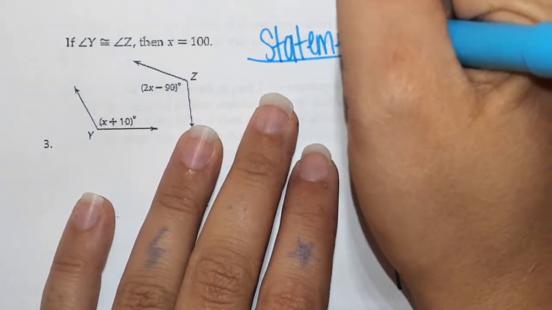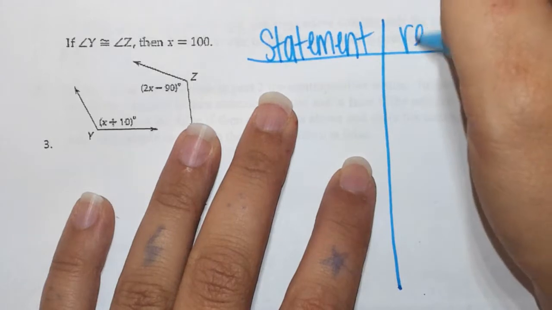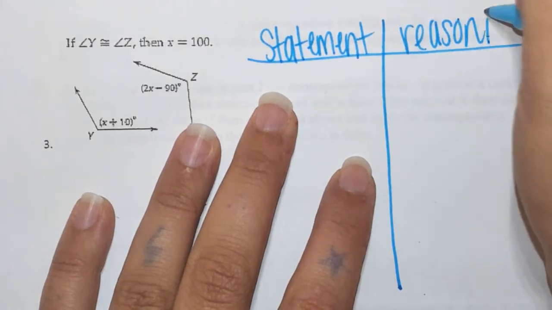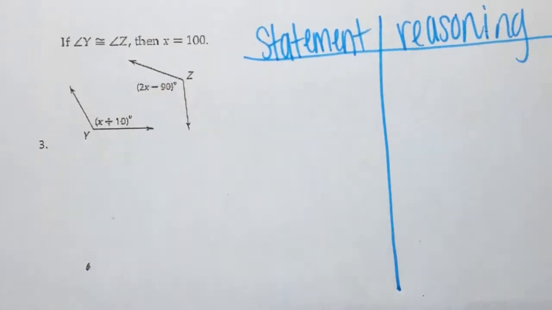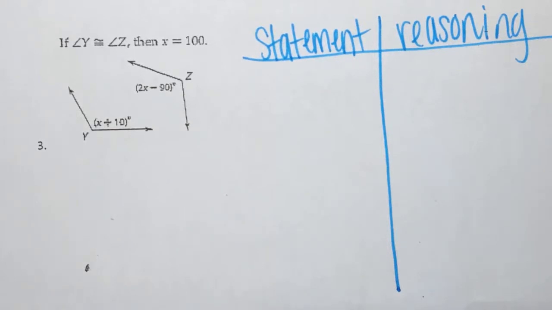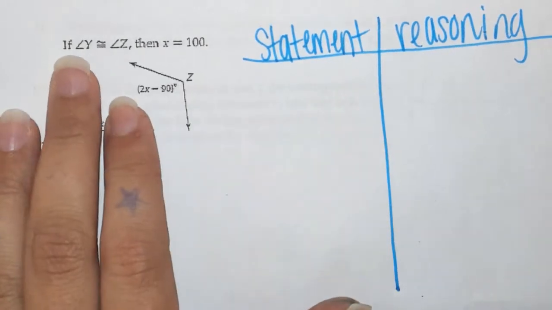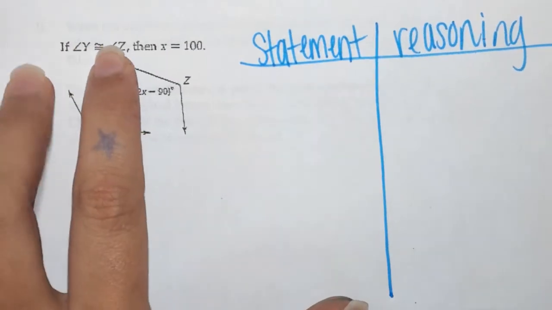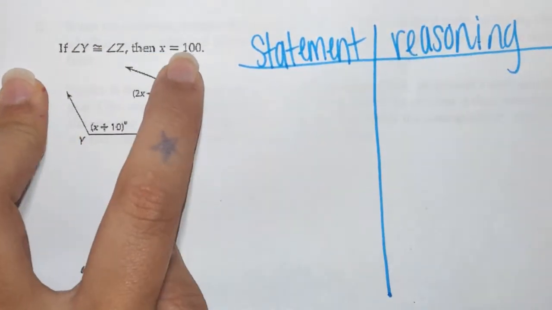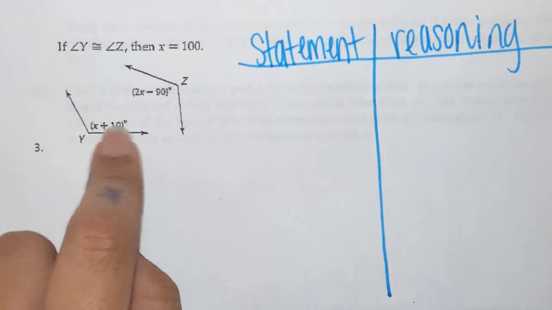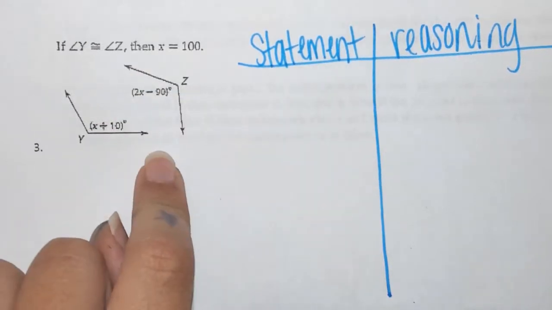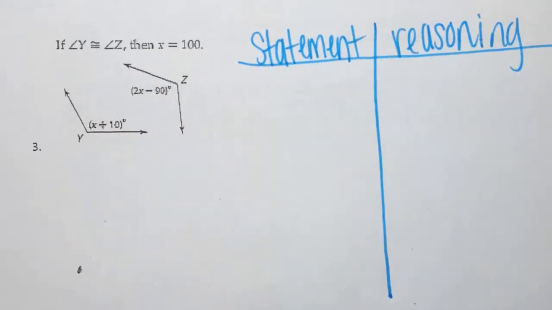Alright, statement. Reasoning. Okay. Now this one, I'm not going to walk us through step by step. I want you to tell me how to do it. Now, what does it say? This says that if angle y is congruent to angle z, then x must equal 100. And it gives us the angles in algebraic form. So what should we start with? What's our given?